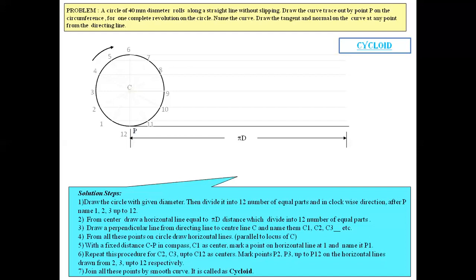From the point P, draw a straight line at an angle of 15 or 20 degrees. This 15 or 20 degree inclined line is divided into 12 equal parts, which is the same as the rolling circle.